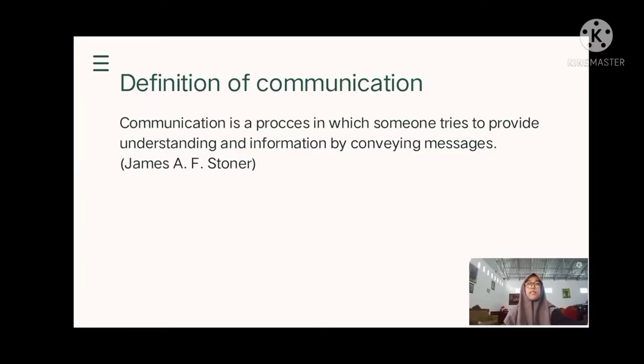The first material is a definition of communication. Definition of communication is a process in which someone tries to provide understanding and information by conveying message. That is the definition from James Aston. And communication come from the Latin, namely communicatus. Community means sharing or belonging together. Communication is the process of delivering message by one person to another to tell or to change an attitude, opinion, or behavior.